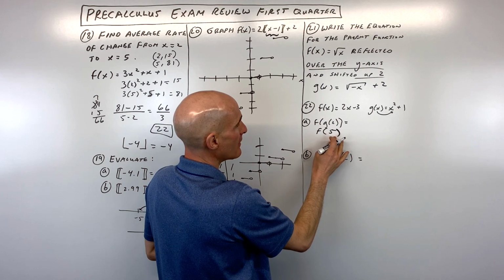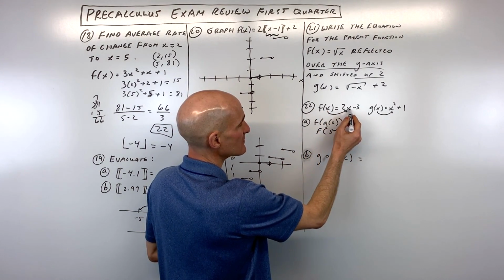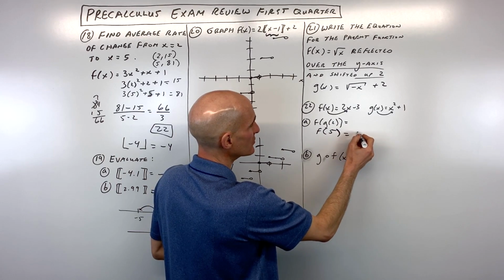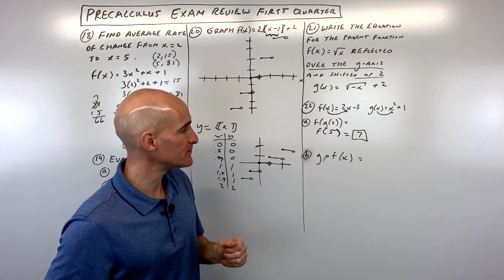Now we're finding out what's f of 5. So again, whatever's in the parentheses goes in for x on the right. That's 2 times 5 is 10, minus 3, which is equal to 7, and you got it. So kind of like a two-step process.